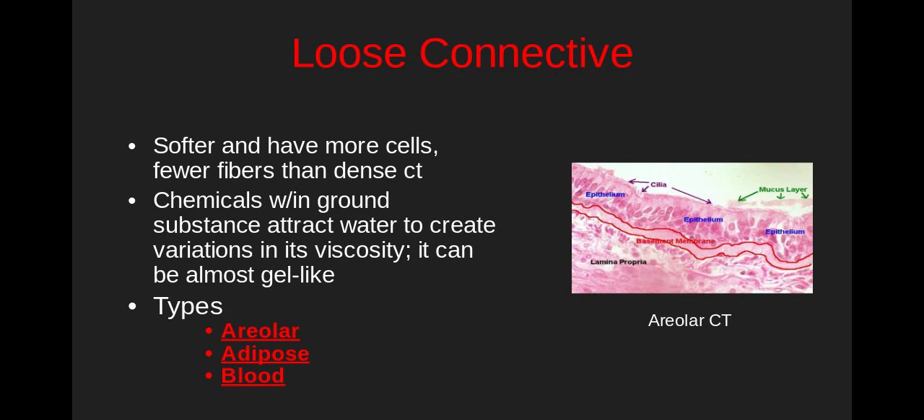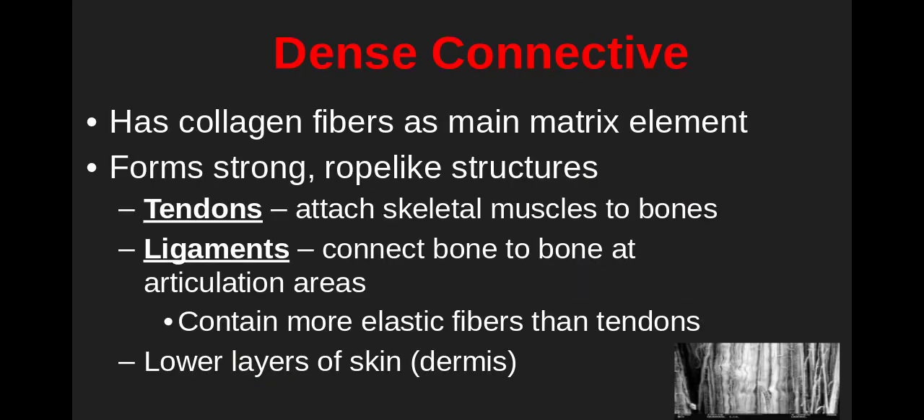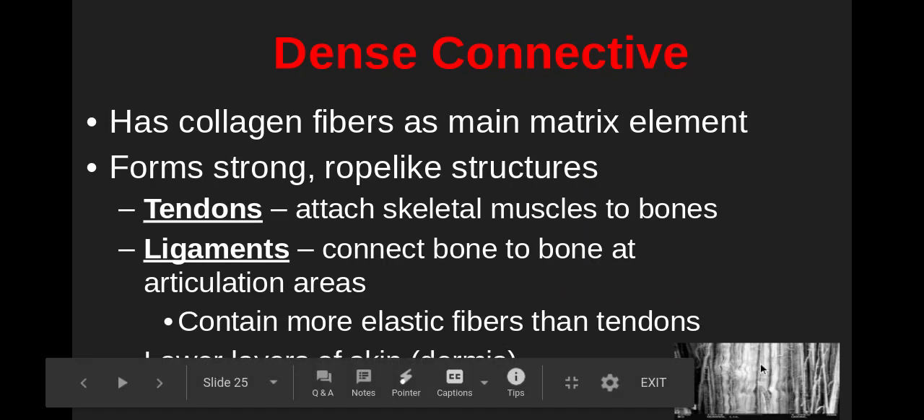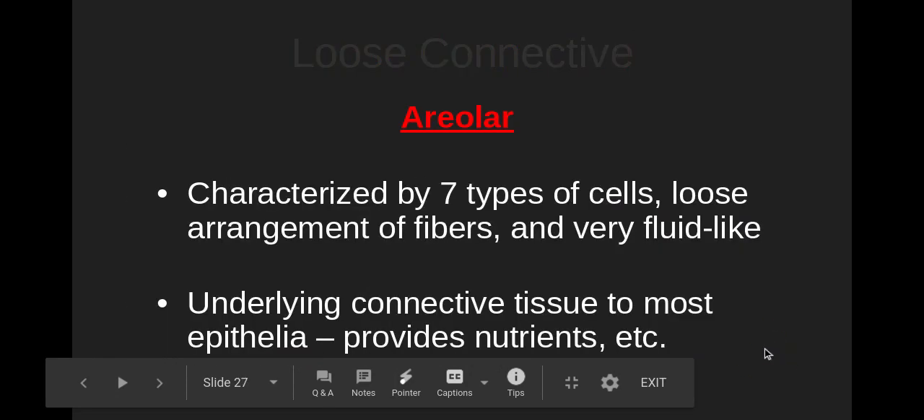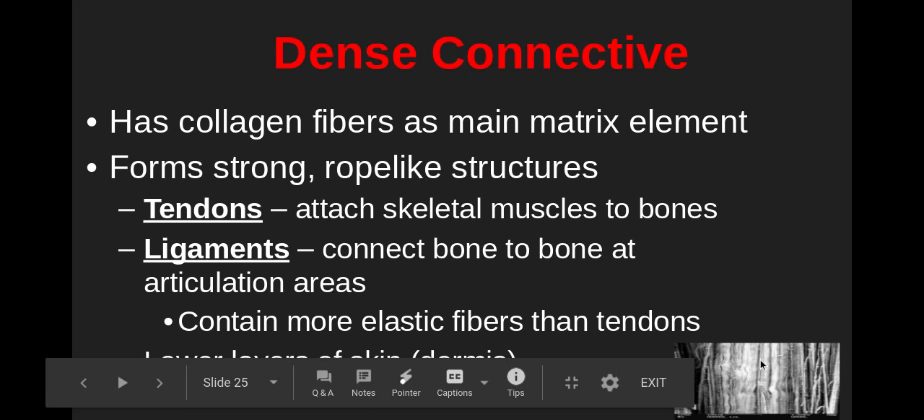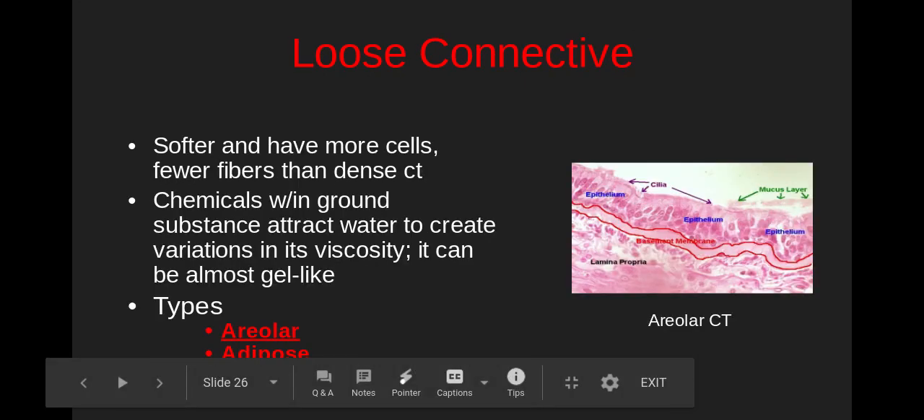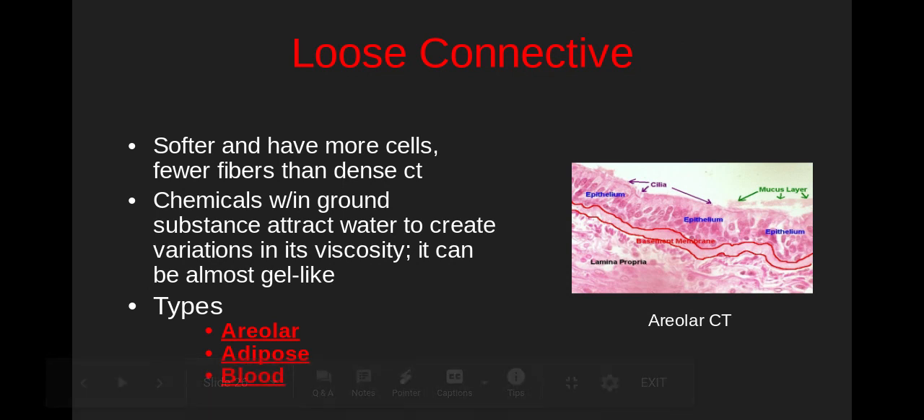And then we have loose connective tissue, and we're going to talk about three different types. It's usually softer because it has more cells and fewer fibers than dense connective tissue. So you won't see the same amount of fibers like we did in this one, right? All of those there are the collagen fibers in the extracellular matrix of our dense connective tissue, whereas our loose connective tissue doesn't have those same amounts of fibers.